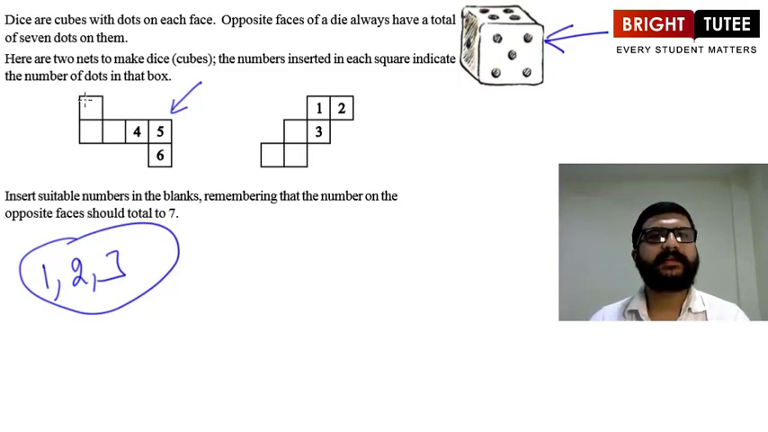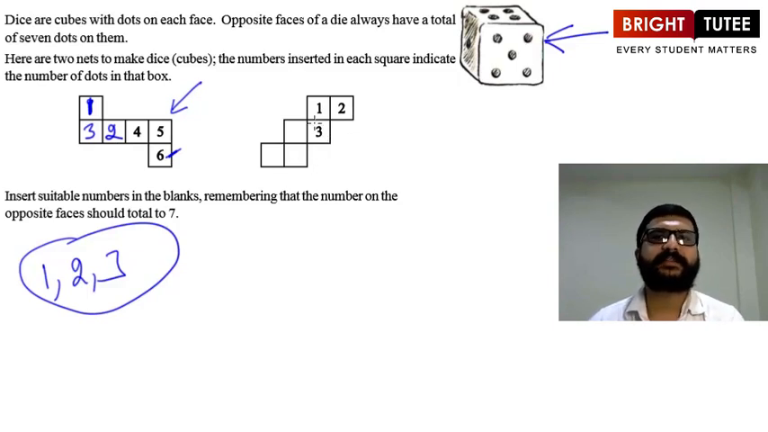Now again, we can draw this net on a piece of paper and cut it out. When we try to fold this, we will get one cube, and we will see that the face opposite to this 6 is this face. So it will be marked as 1, and the face opposite to the face where 4 is marked will be this one. So we will mark 3 here, and then we are left with 2, so we will mark it here. So this will give us a dice.